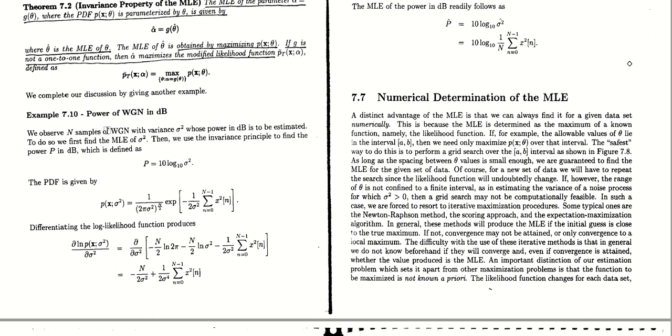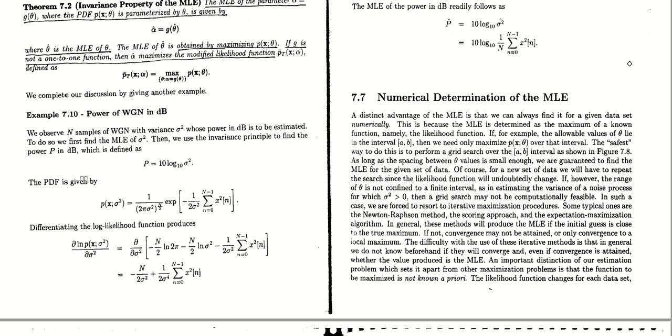We're interested in the power of WGN. We observe n samples of WGN with variance sigma squared, whose power in dB is to be determined. To do so, we first find the MLE of sigma squared. Then we use the invariance principle to find the power P in dB, which is defined as P equal to 10 log 10 sigma squared.